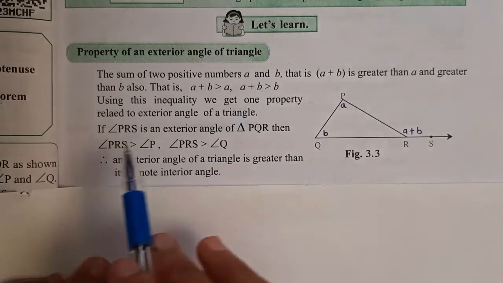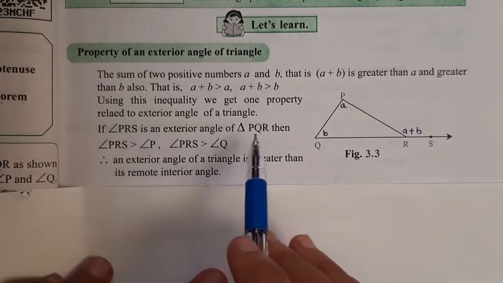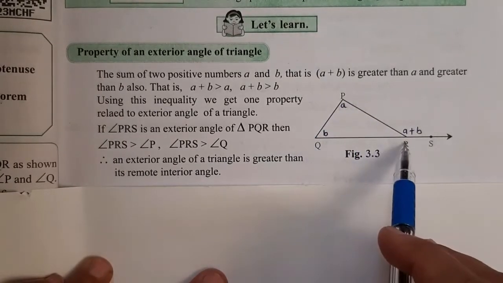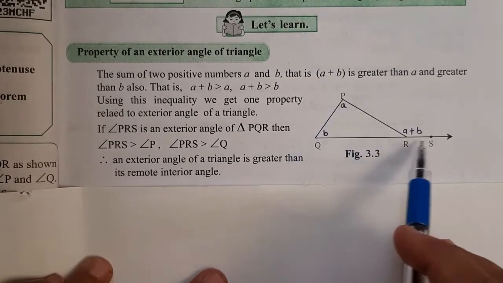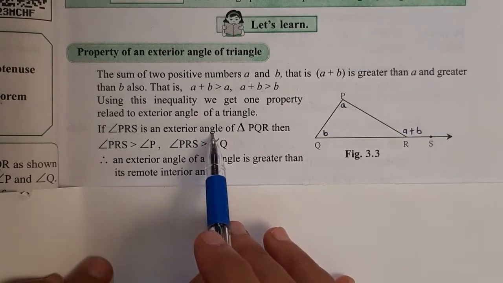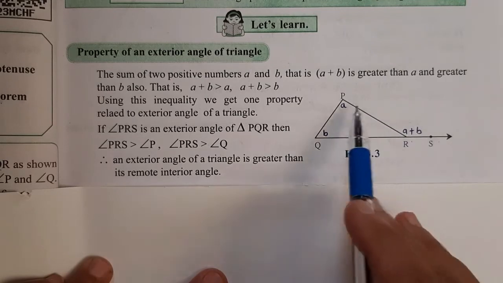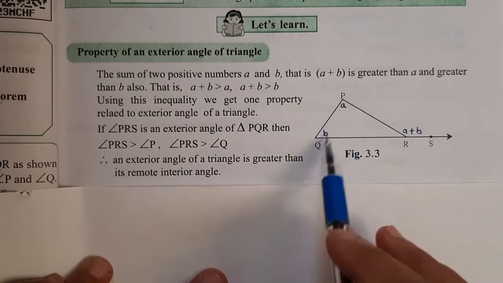Now the same criteria we have to use for the exterior angle of a triangle. Look at the diagram again. In that diagram, PQR is a triangle and for that triangle PRS is an exterior angle. Okay, so the measure of PRS is always the sum of two interior angles, that is a plus b.